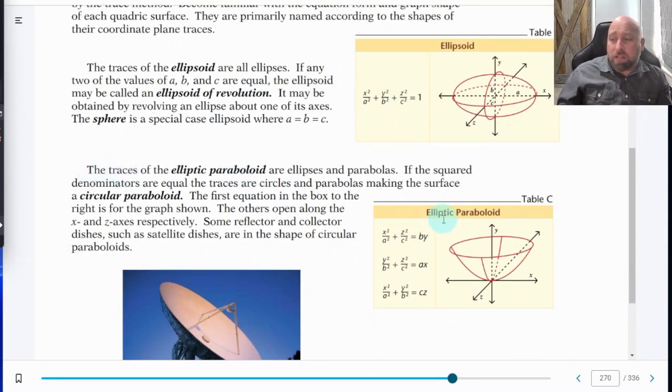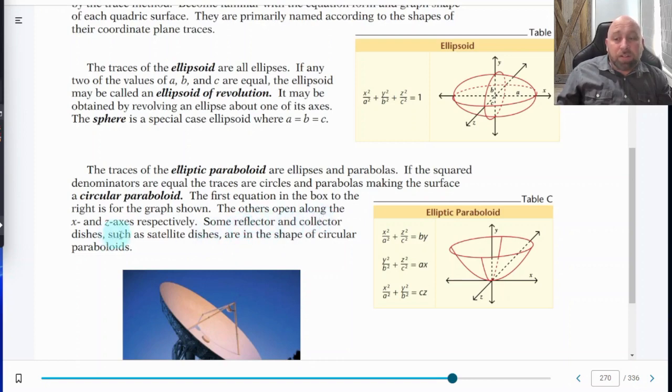All right, the next one is table C, the elliptic paraboloid. What is the elliptic paraboloid? They are ellipses and parabolas. It makes sense, elliptic paraboloid. There's the two words right in the name. If the squared denominators are equal, the traces are circles and parabolas, making the surface a circular paraboloid. This one right here tends to look to me like a circular paraboloid. It could be longer or fatter and look more like an ellipse, but this one looks pretty circular.